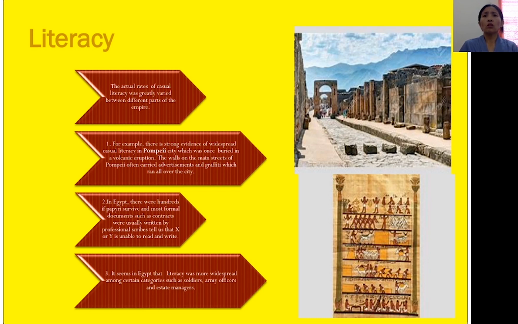The walls on the main streets of Pompeii often carried advertisements and graffiti which ran all over the city. In Egypt also, hundreds of papyri survived, and most formal documents such as contracts were usually written by professional scribes, which tells us that some people were unable to read and write. So it is probable in Egypt that literacy was more widespread among certain categories such as the soldiers, army officers, and estate managers.